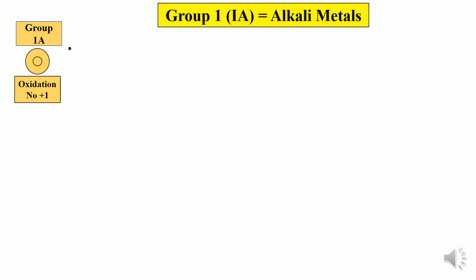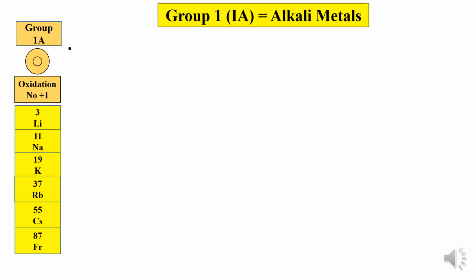Now, oxidation state and oxidation number: these two are used interchangeably. The meaning is one and the same. Oxidation state and oxidation number mean the same thing, so they are used interchangeably. So, the oxidation number is +1 in the case of group 1 elements.